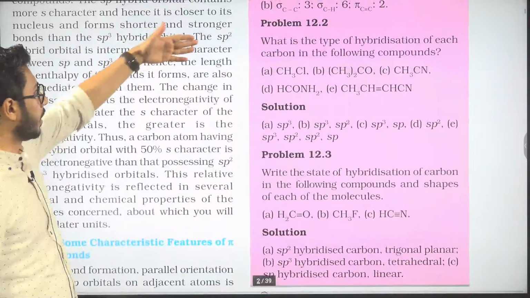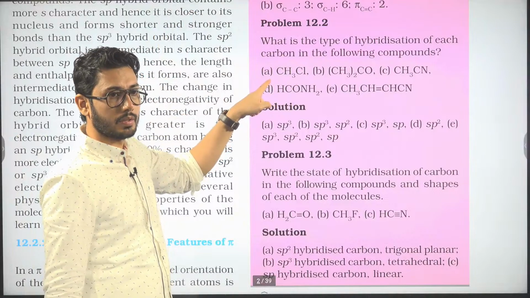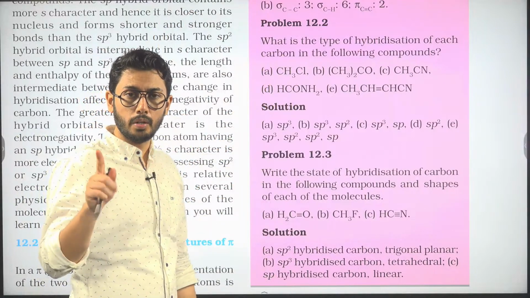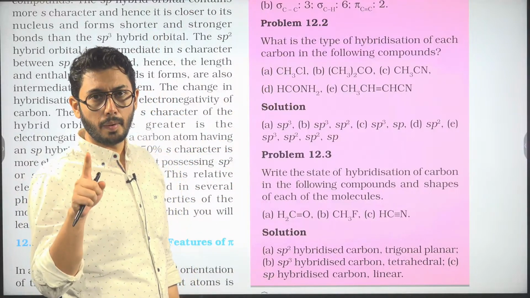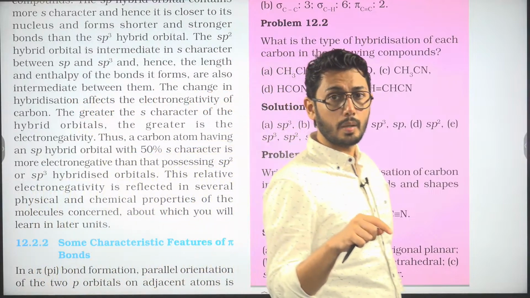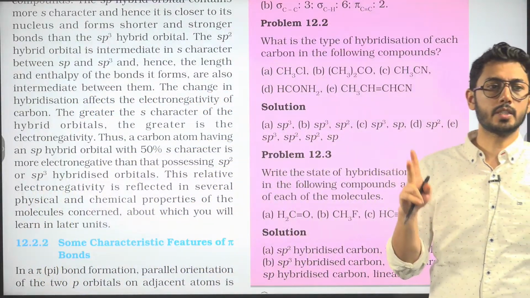Then you can try the remaining questions like this: carbon hybridization. If carbon has all single bonds, sp3. If carbon has 1 pi bond, sp2. If carbon has 2 pi bonds, it will be sp hybridized.